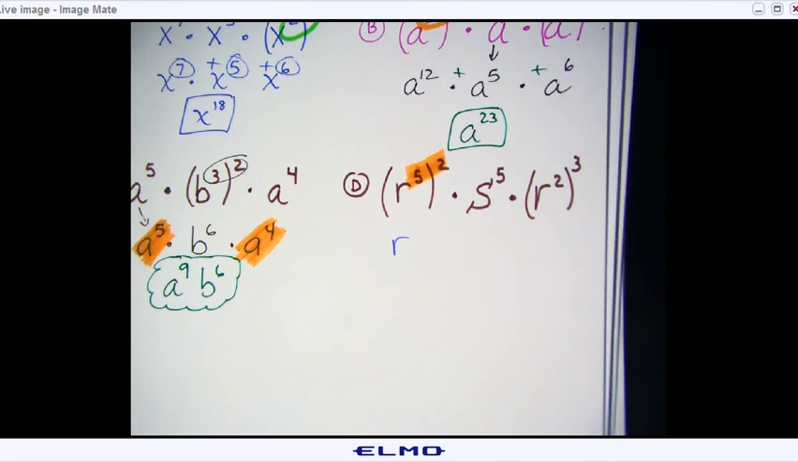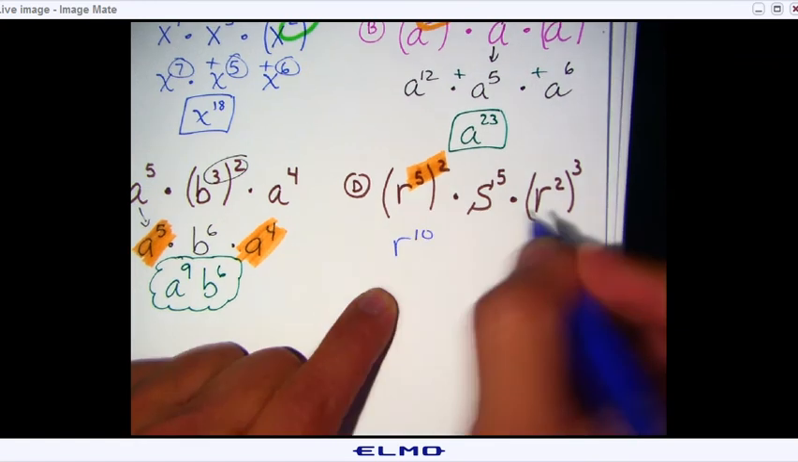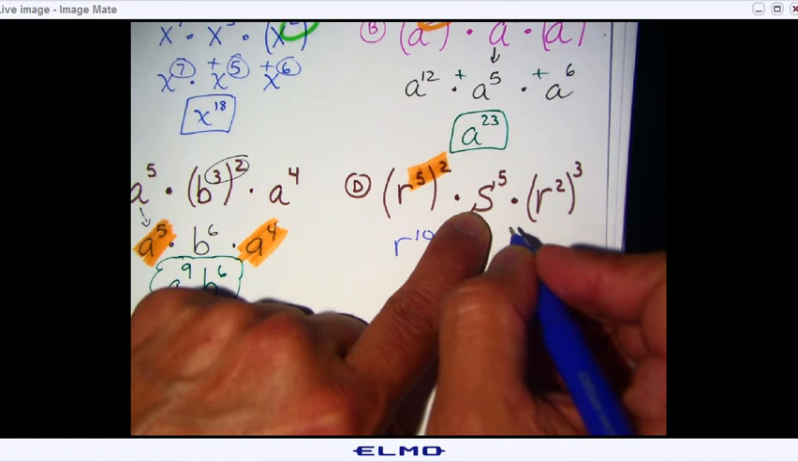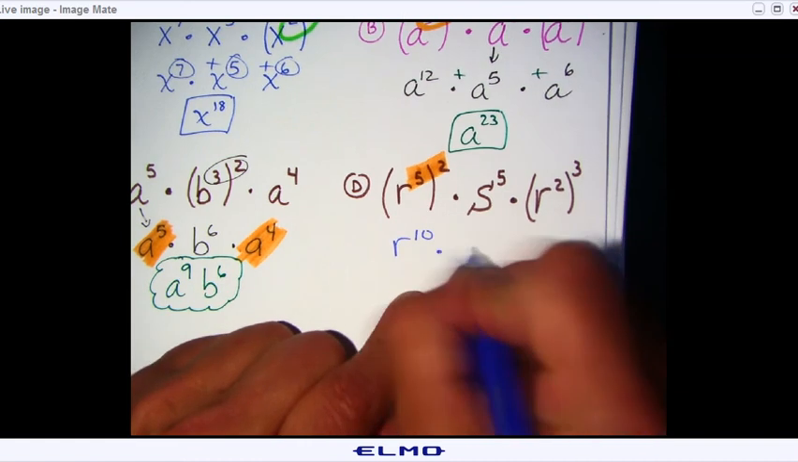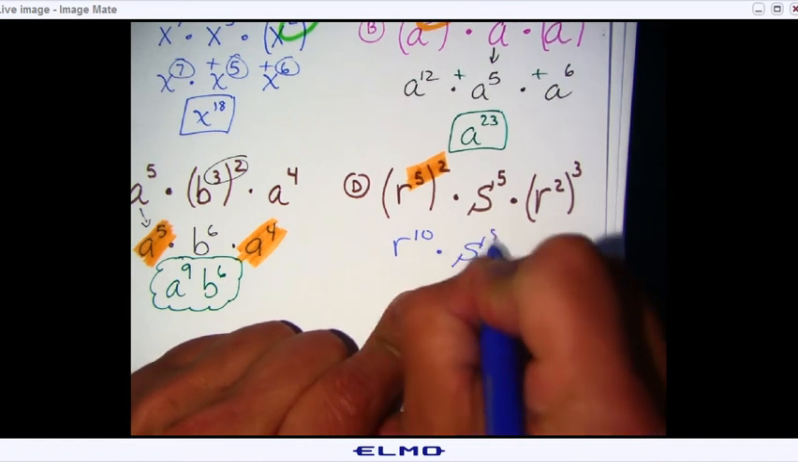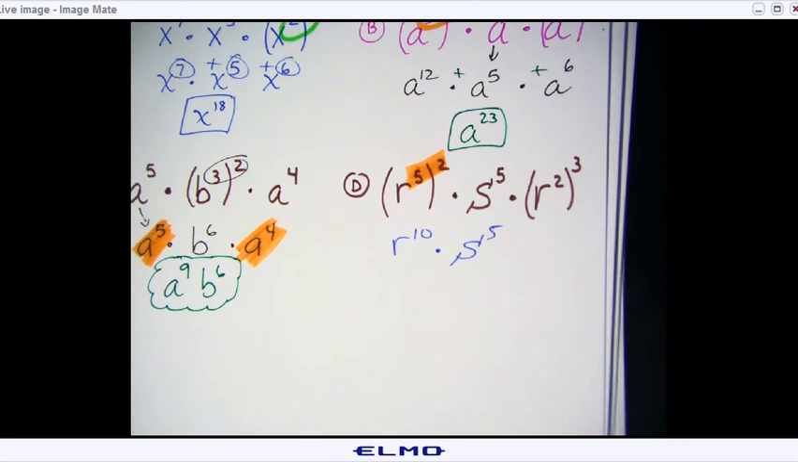R to the 10. S to the 5, no, don't, no power to a power. So leave it alone. Don't touch it. And then R to the what?